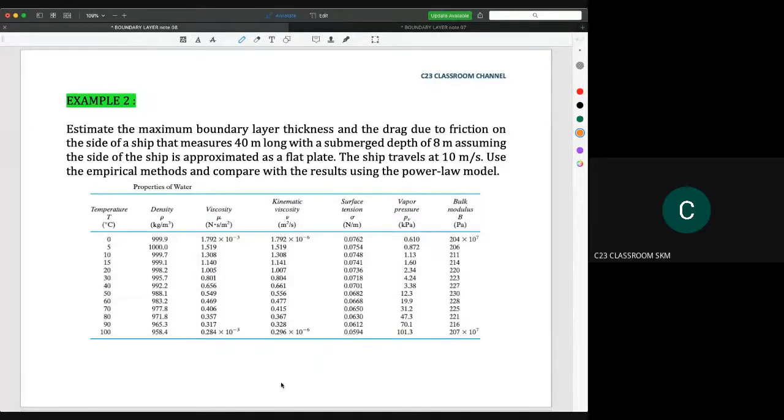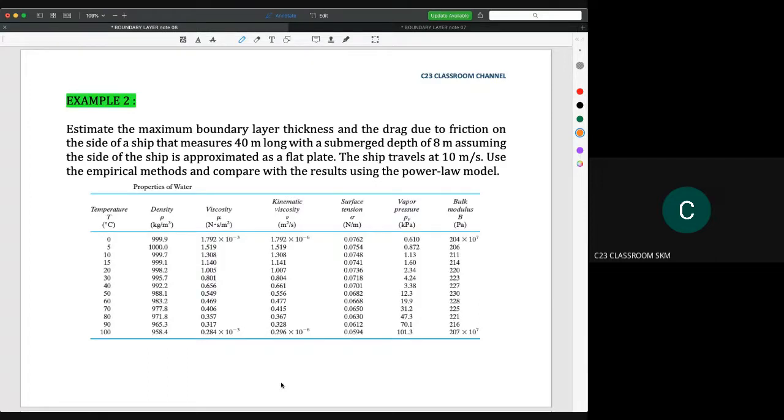So this is the example 2 for our tutorial. Estimate the maximum boundary layer thickness and the drag force due to friction on the side of a ship that measures 40 meter long with a submerged depth of 8 meter. Assuming the side of the ship is approximated as a flat plate, the ship travels at 10 meter per second. Use the empirical methods and compare with the result using the power law model.